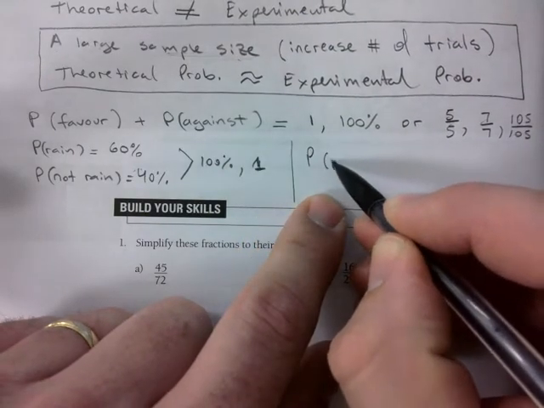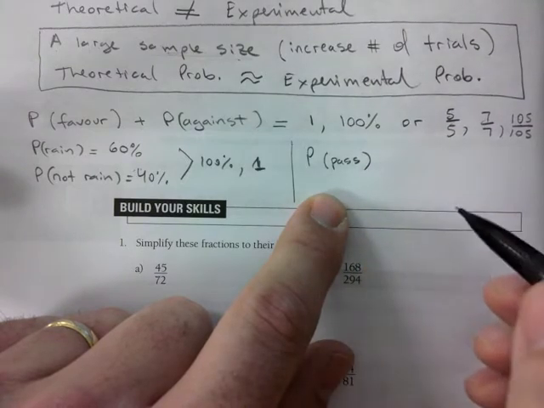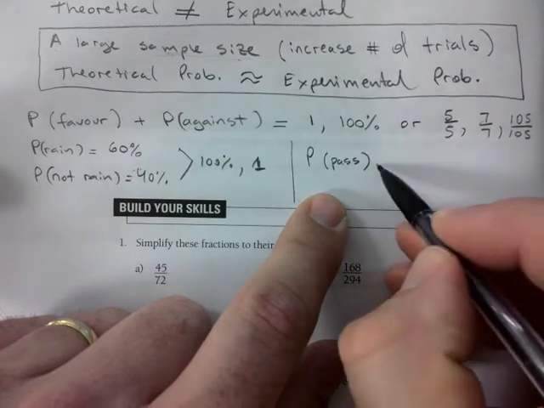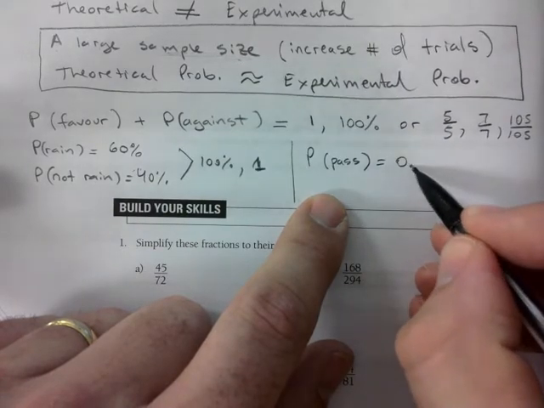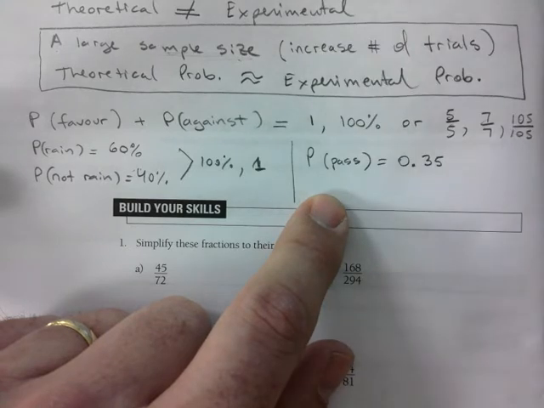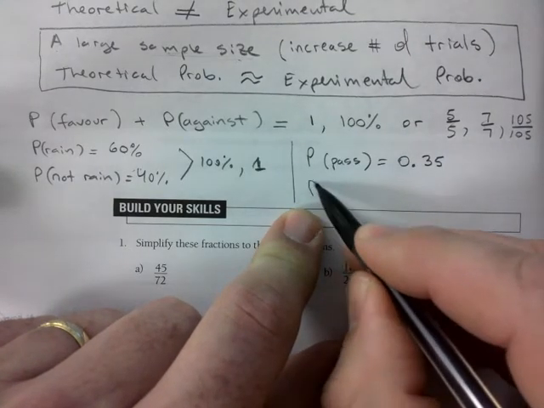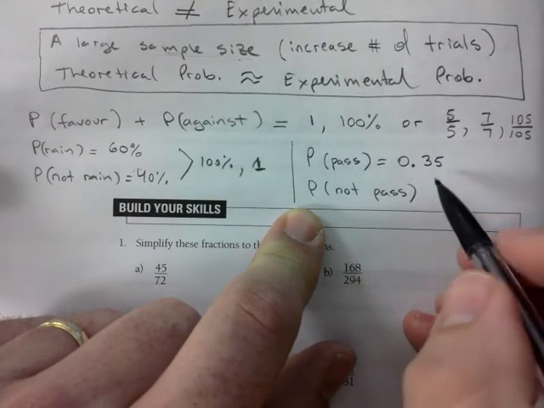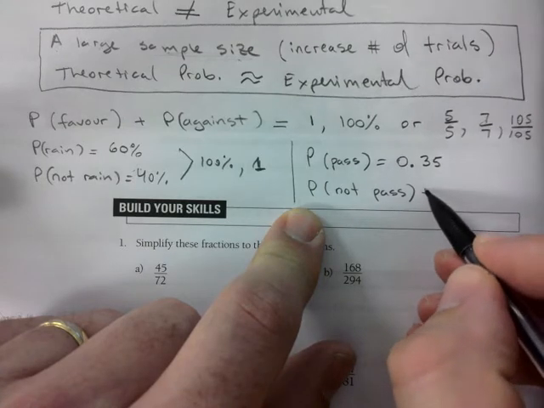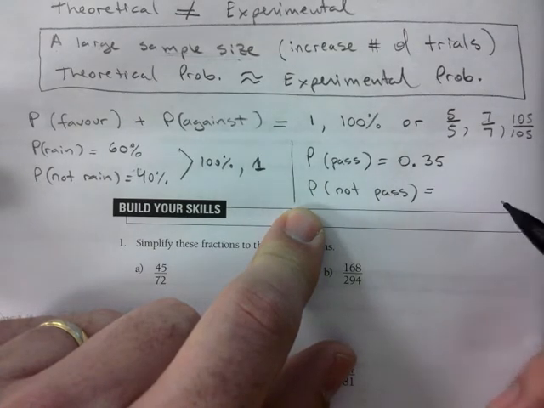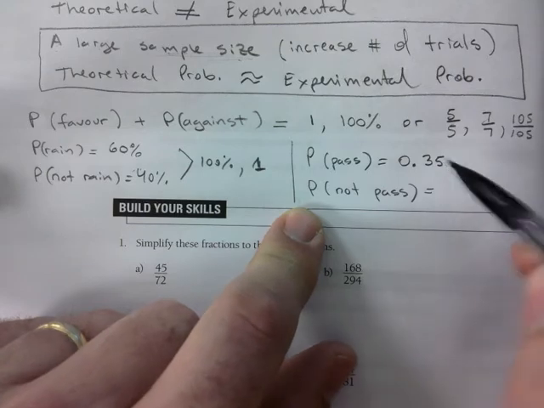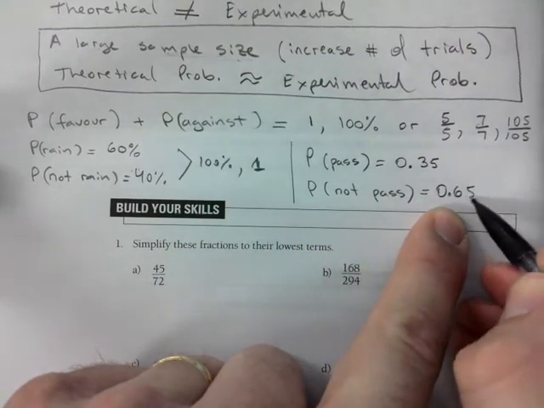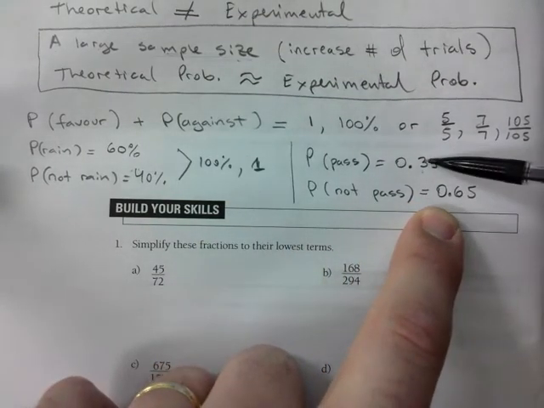Probability of passing the course. Let's say the probability to pass your first driver's test is 0.35. What's the probability of not passing? And you're like, wait a minute, it's a decimal. It's 0.65, right? Just go 1 minus that. Just like you went 100 minus that to get 40%, you just go 1 minus 0.35 to get 0.65. So when you know one, you will actually know the other.